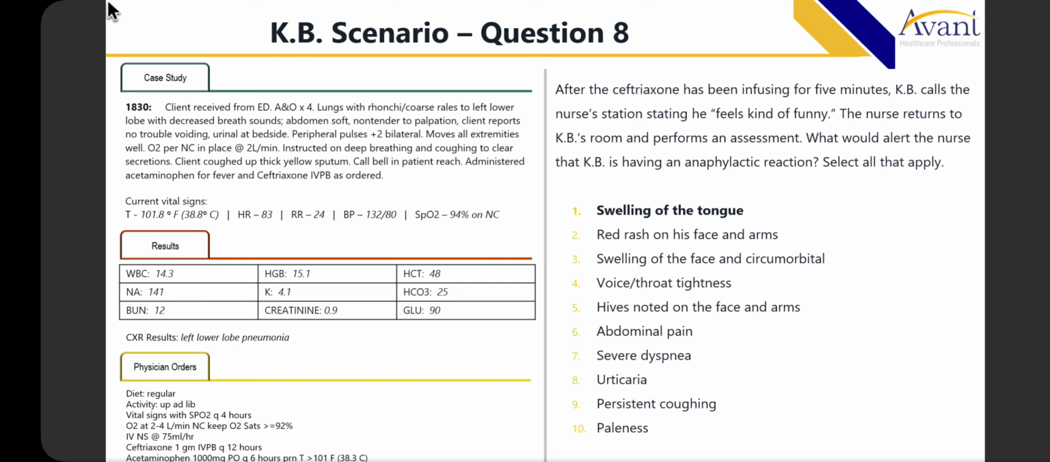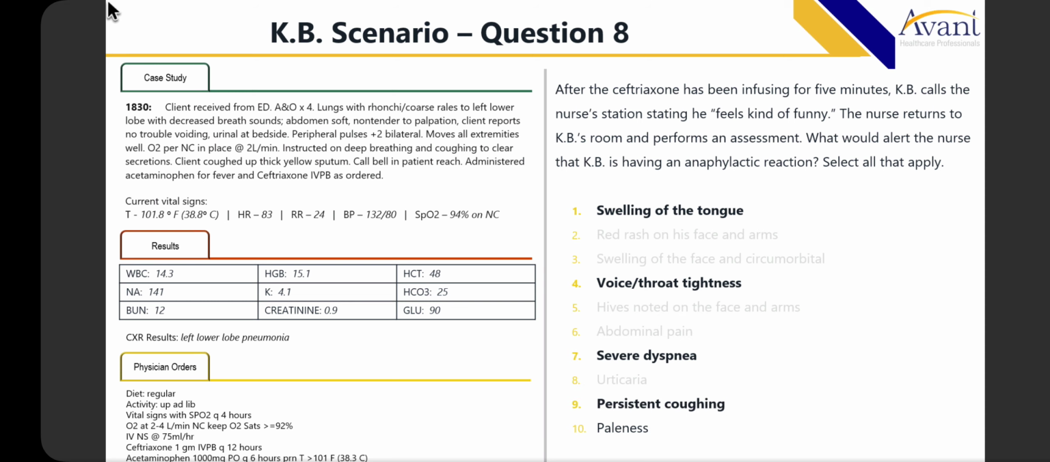Neither is swelling of the face, like periorbital swelling. You could have some swelling of the face, but it doesn't specifically mean anaphylaxis. Now, when your voice and throat tighten up, and you said your airway is closing, yes, my dears, it would mean that you're maybe going into anaphylactic shock. Again, hives on the face and arms? Nope, that can be an allergic reaction, as can abdominal pain. But if you're severely short of breath and having dyspnea, that certainly is a response to that. Urticaria is also a rash, so it could be an allergic reaction, but not necessarily anaphylaxis. But persistent cough is a yes. And paleness, absolutely. It shows the patient is going into shock.